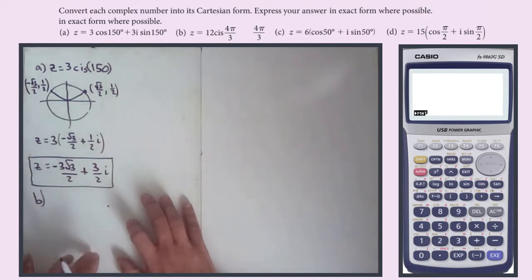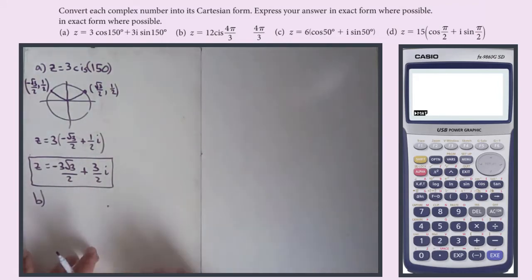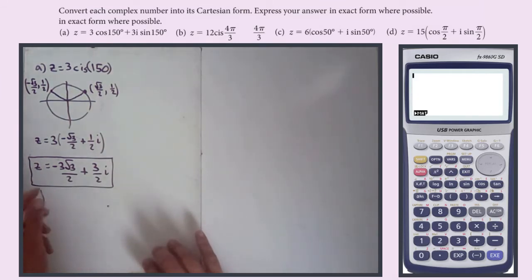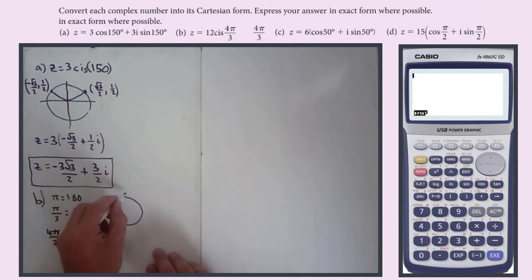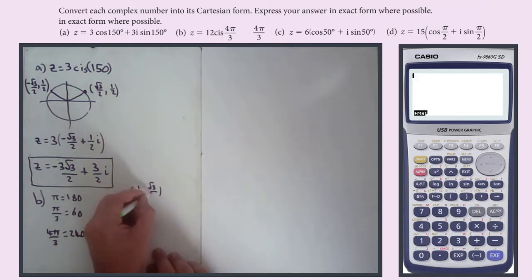Okay, part B, z equals 12 cis 4 pi by 3. Okay, so pi equals 180, pi by 3 equals 60, 4 sixes are 24, so 4 pi by 3 equals 240, right? So if we locate that, 270 is here, 240 must be 30 less than that, so the parent angle is up here, 60 degrees, right? Cos 60 is a half, and sine 60 is root 3 over 2.